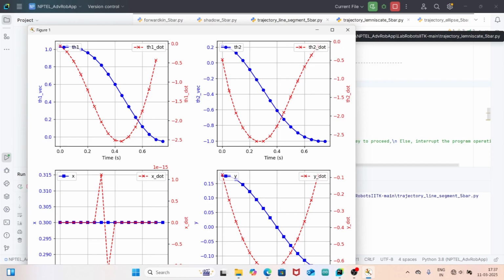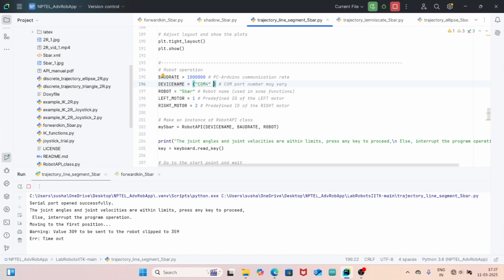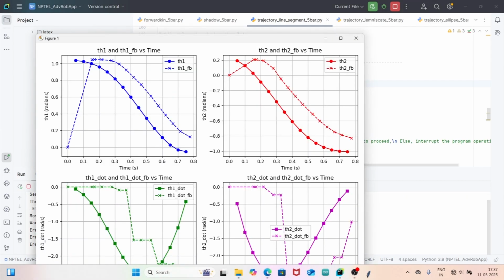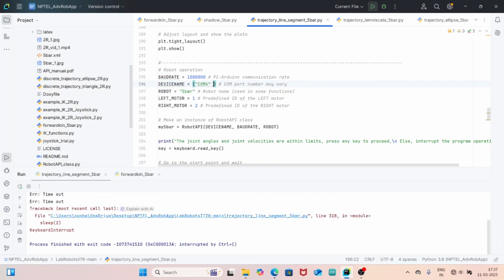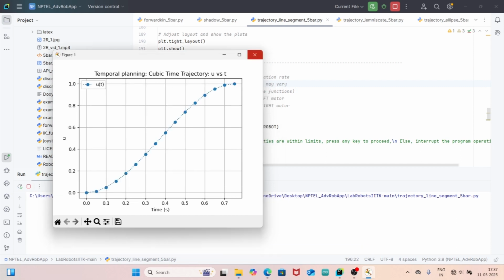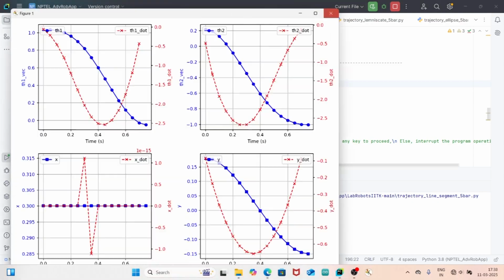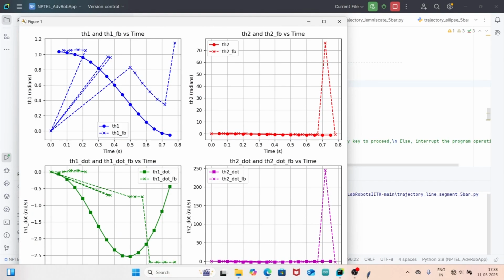Okay, so first let's draw a straight line. That was too fast, maybe you can draw it again. Okay, so that drew a straight line. You can see that it's almost a straight line. It just drew the straight line here.